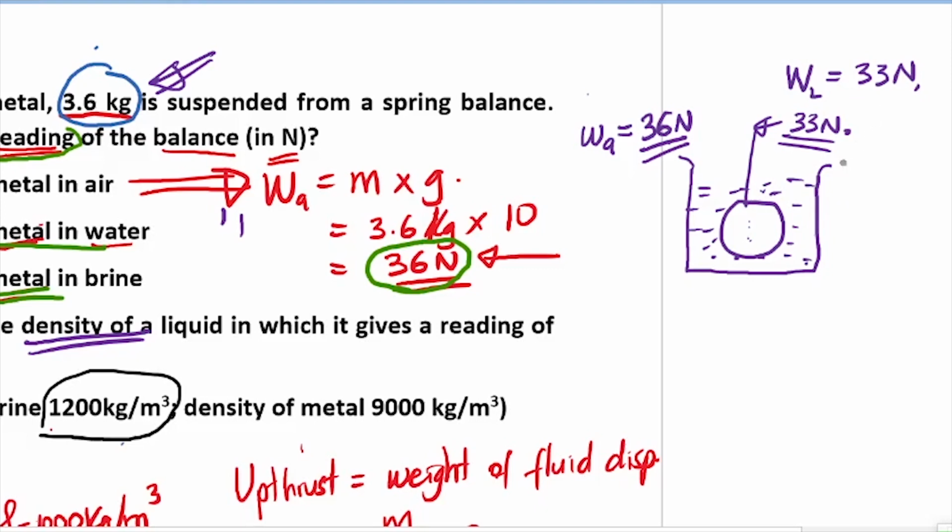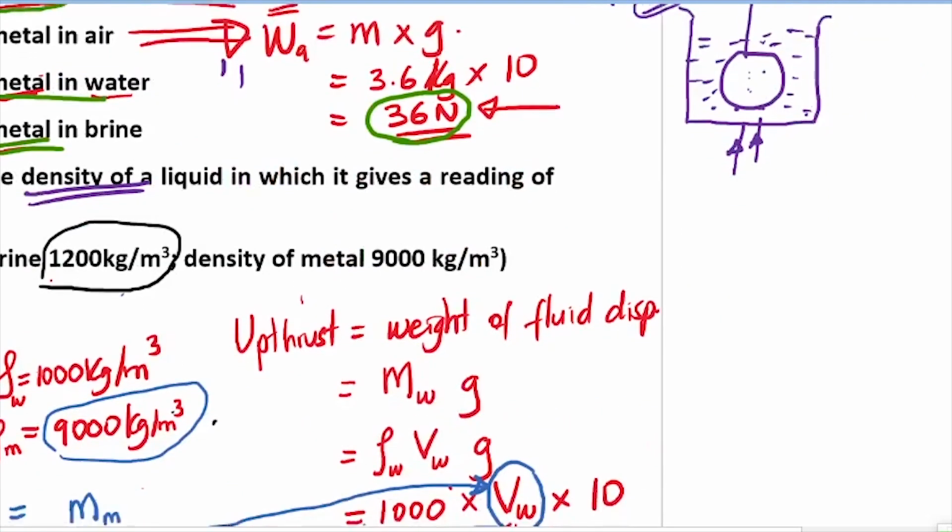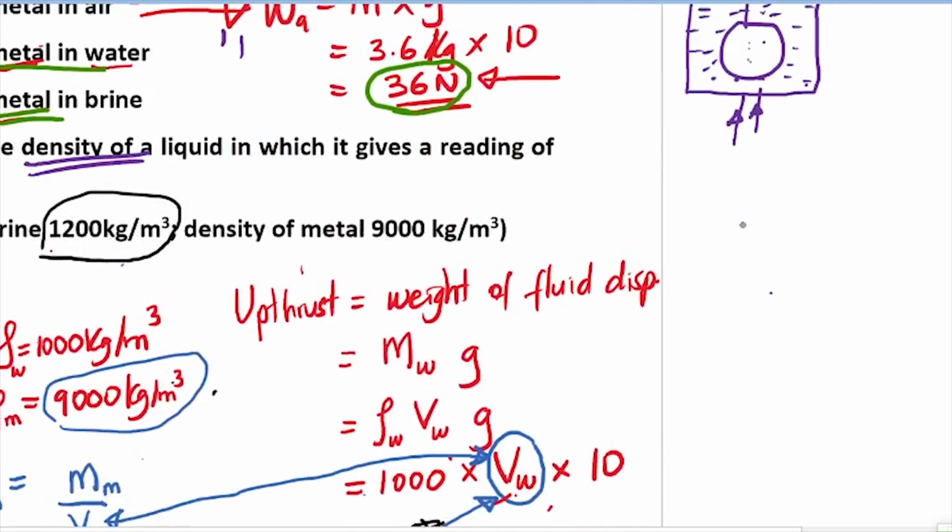It means it's experiencing a certain upthrust. So what is this upthrust? Let's find this upthrust. To find this upthrust, remember at first it was 36 when it's dangling in air. Then when you put it in the liquid, its weight reduced to 33. So this weight reduces to 33 because there is a certain force acting in the opposite direction. Maybe if I redraw this very well, let me draw it down here.